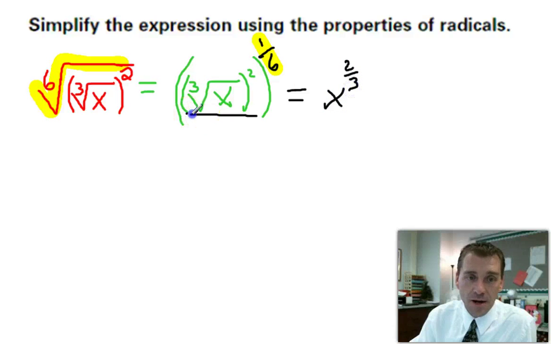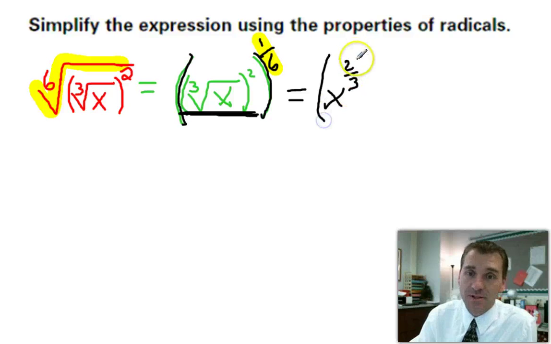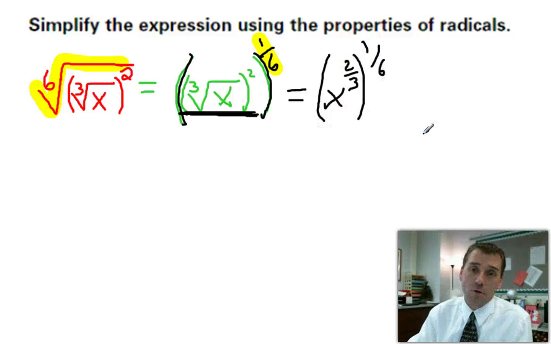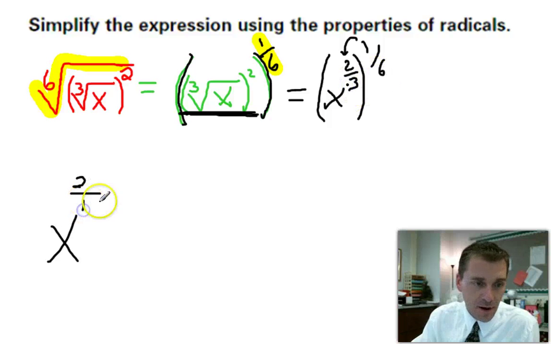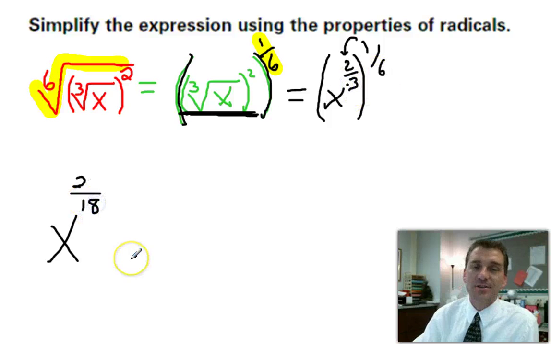So all of that, in these big parentheses, is x to the 2/3 power. That's cool, but don't forget, I still have all of that raised to the 1/6 power. So now what do I do? Apply the power of a power rule. I multiply the 2/3 by the 1/6. That means I get 2 in the numerator and 18 in the denominator. So what I'm looking at is x to the 2/18 power.